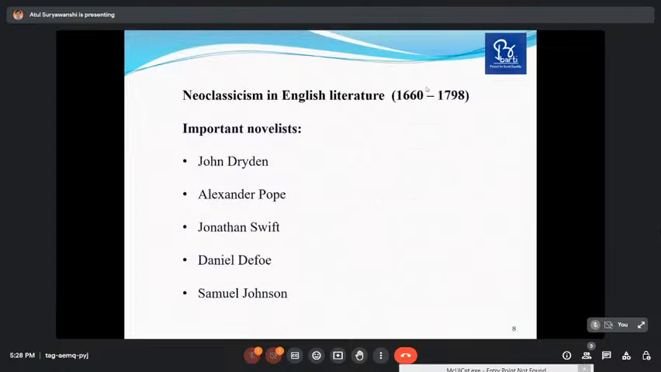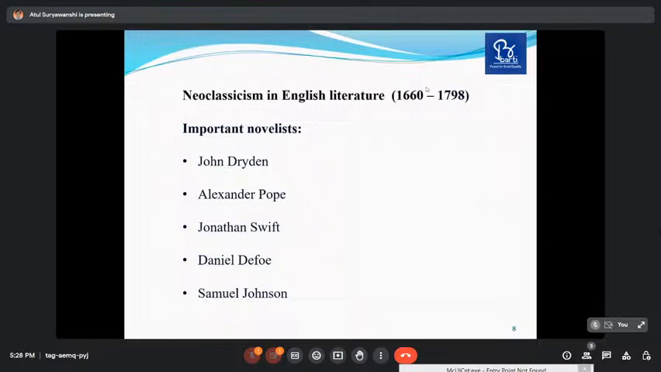So let us turn towards the next phase here. Neoclassicism in English literature, which initiated in 1660 and lasted up to 1798 when Lyrical Ballads was published in English literature. During this age, I want to mention a few important writers, beginning with John Dryden, the great satirist, and in the 18th century, Alexander Pope, who is quite popular for his Rape of the Lock.